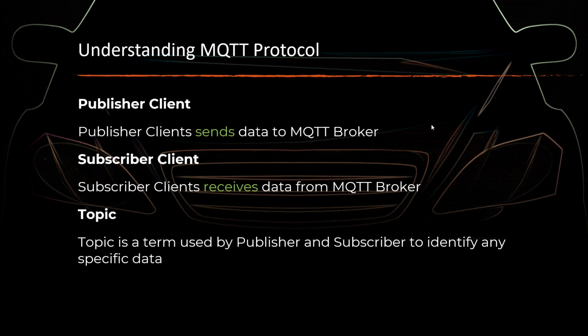Now there is another term, which is topic. A topic is a term used by publisher and subscriber to identify any specific data type. So if a publisher and subscriber want to send data, they usually use a topic to identify that data. It will make more sense in the animation, so let me show you in the form of an animation as well.